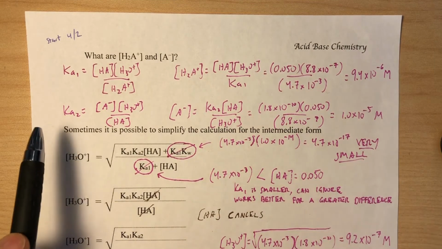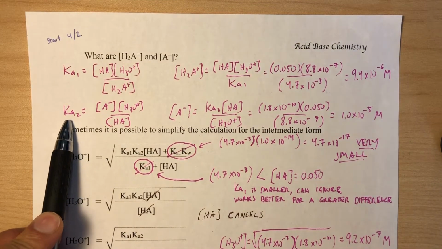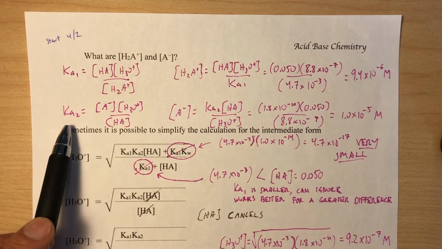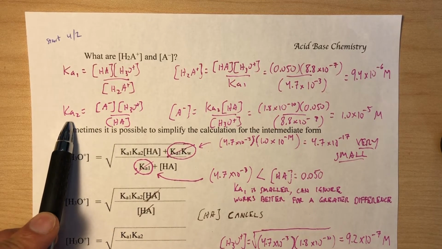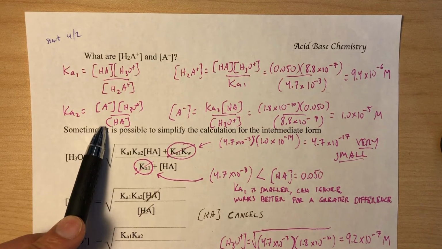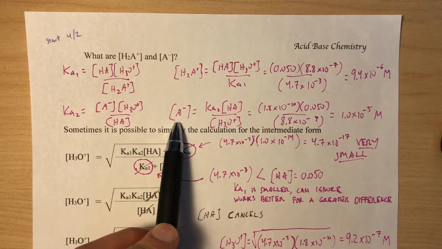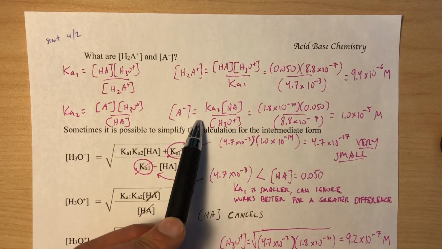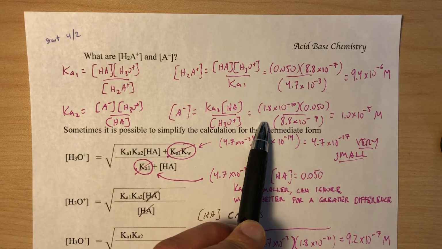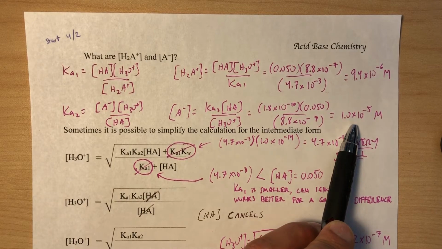We can also use Ka2 to solve for our conjugate base A-. So for Ka2, the products over reactants are equal to A- times hydronium divided by HA. If we rearrange, we get an expression for A- that's equal to Ka2 times HA divided by hydronium, which is equal to 1.8 times 10 to the negative 10 times 0.05, all divided by 8.8 times 10 to the negative 7, which ends up being equal to 1 times 10 to the negative 5th molar.